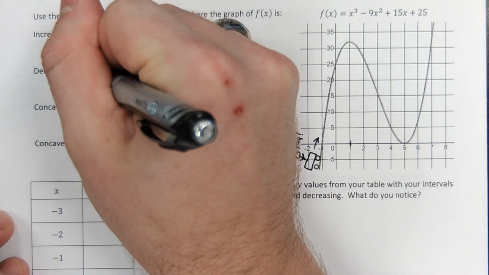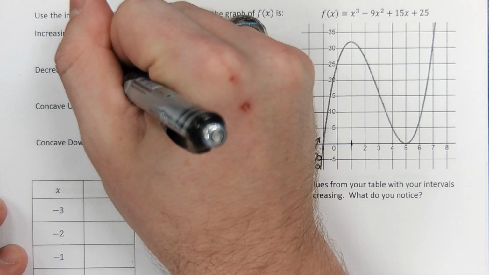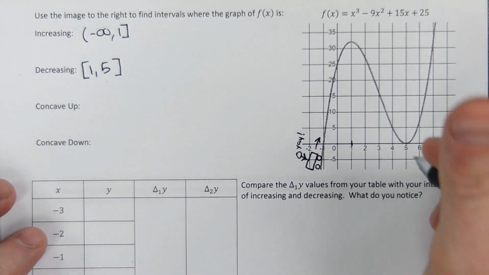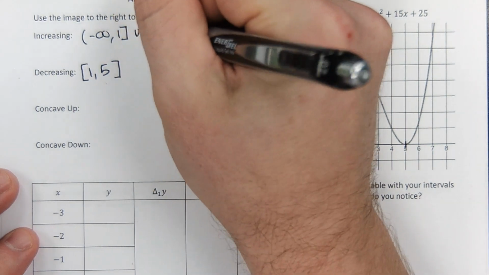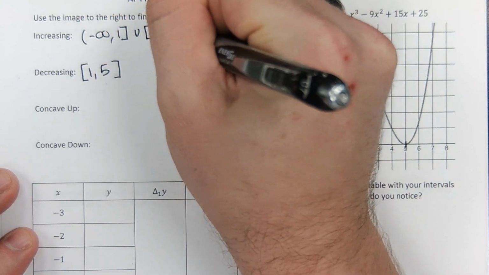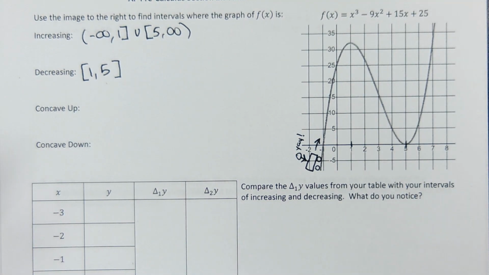We are now decreasing from x equals 1 to when? When do we stop decreasing? At x equals 5. Good. Because at x equals 5, we begin increasing again and never stop increasing after that. Good old chapter 1 stuff.